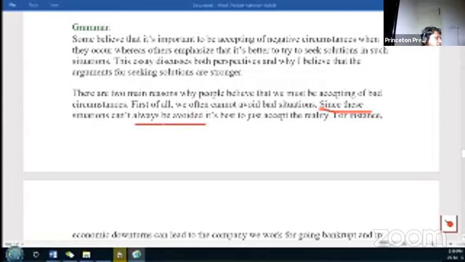So this is an unfinished idea. It's a dependent clause. And then we have the independent clause over here. It's best to just accept the reality. So it's best to just accept the reality. This is an independent clause. It can stand on its own. It could be a sentence on its own. This underlined part is not. It's dependent. It's an unfinished idea. Since these situations can't always be avoided, the listener or reader is waiting for the idea to be completed.